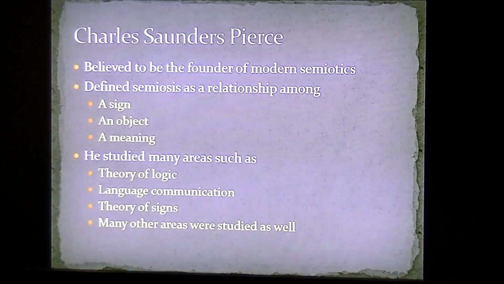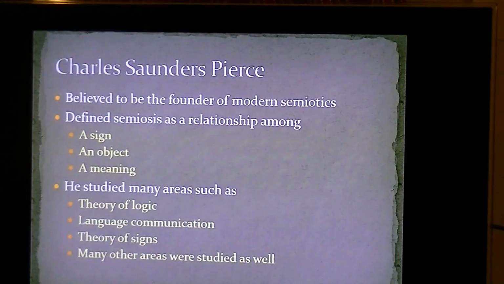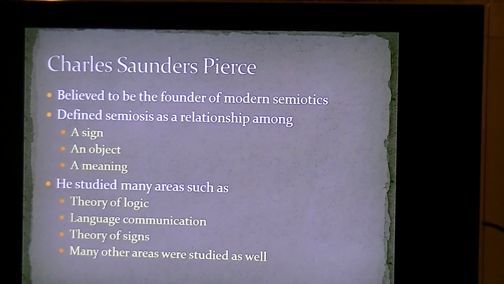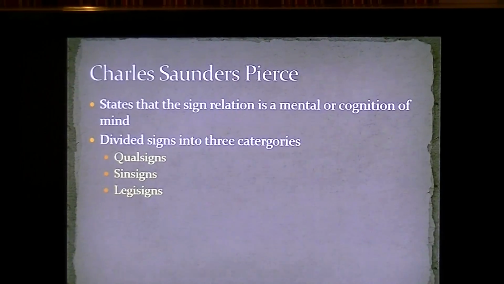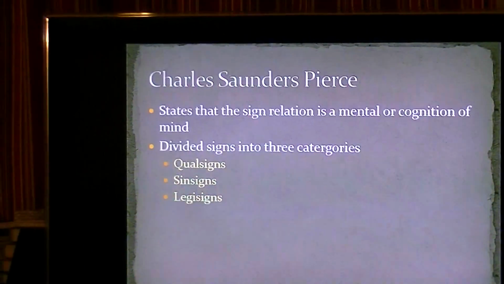Charles Saunders Peirce was one of the founders of the modern day semiotics. He defines semiosis as the relationship among the sign, the object, and the meaning. He studied many areas as well, such as theory of logic, language communication, the theory of signs, and many other areas. Saunders states that the sign relation is a mental cognition of the mind. He divided signs into three categories: qual signs, sin signs, and lega signs.